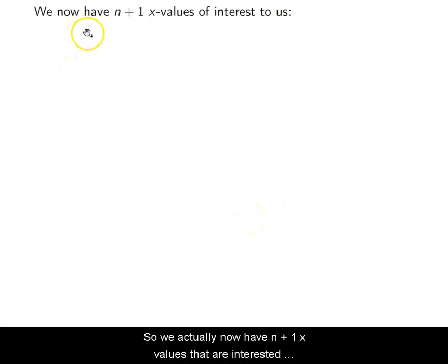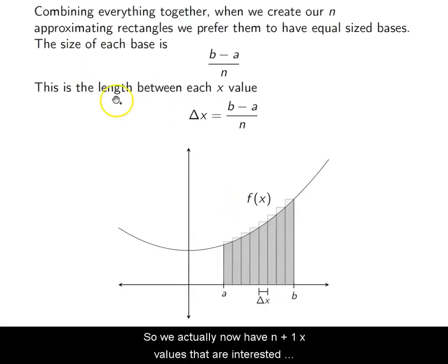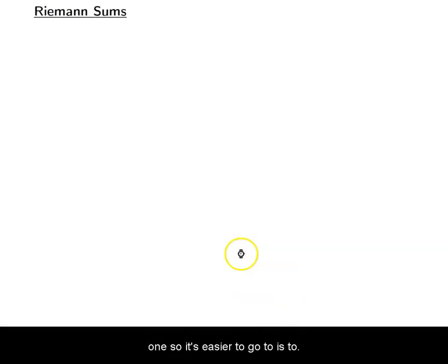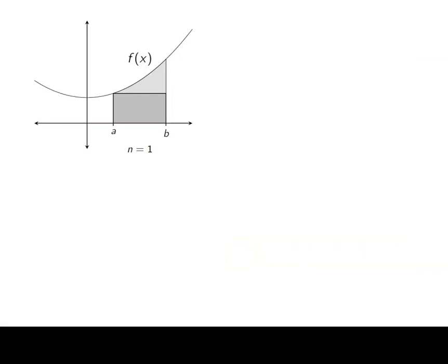So we actually now have n plus 1 x values that are interested to us because I have a and then all the n points in between until the end, right? So I divided these into n pieces. So in this case, 8, right? Actually, let's go to one that's easier. Let's go to this 2 again. Okay.